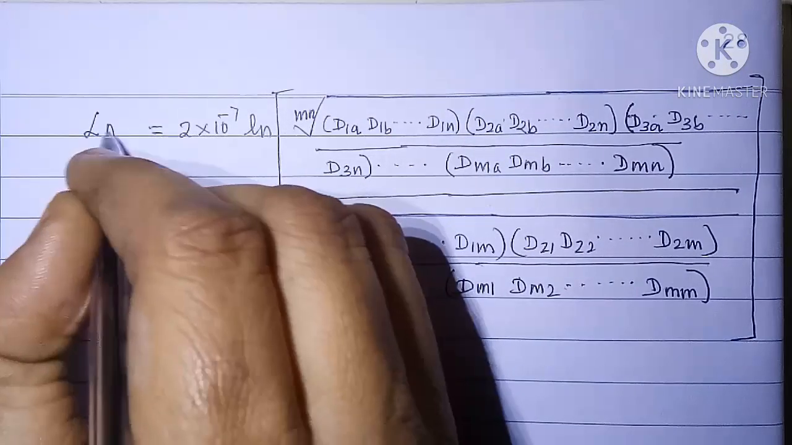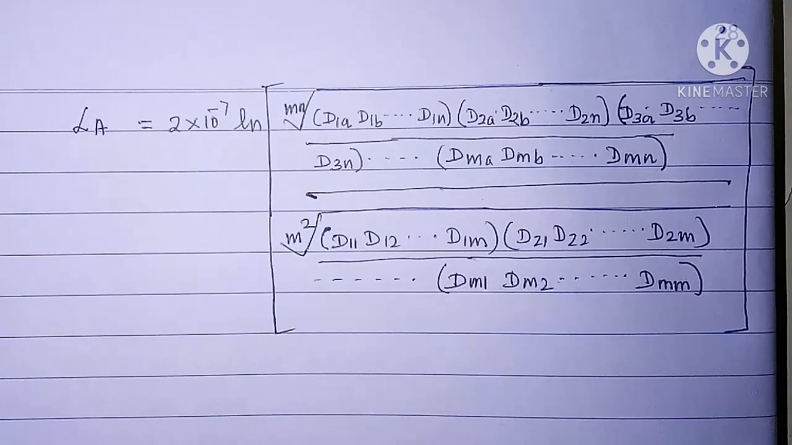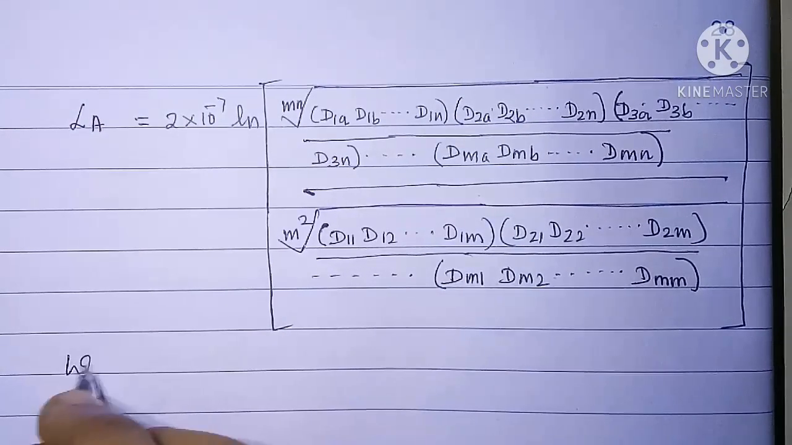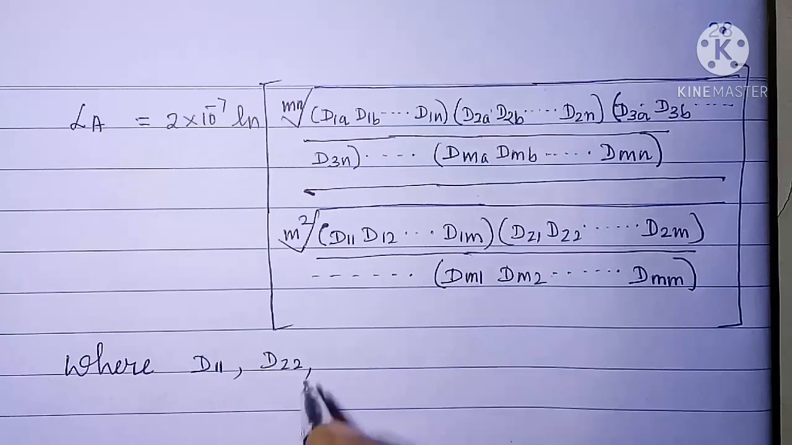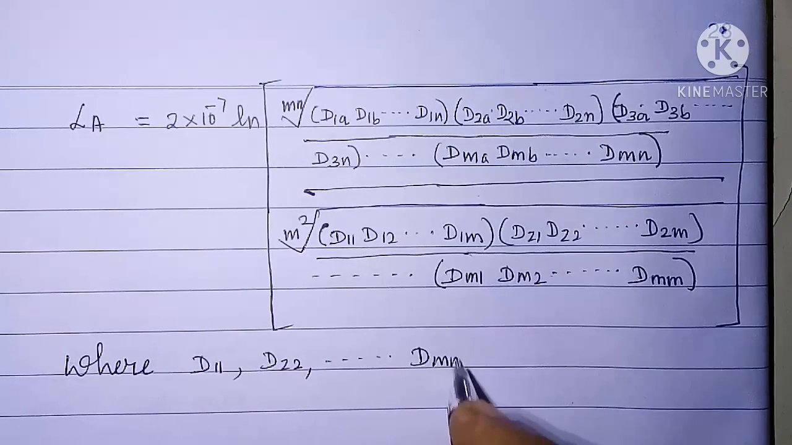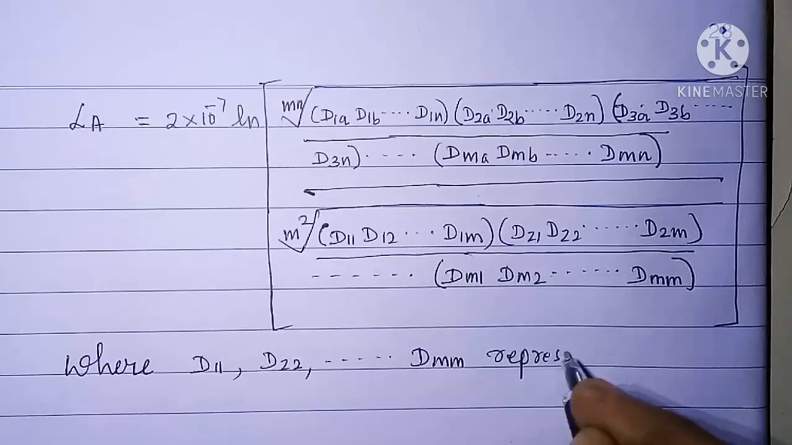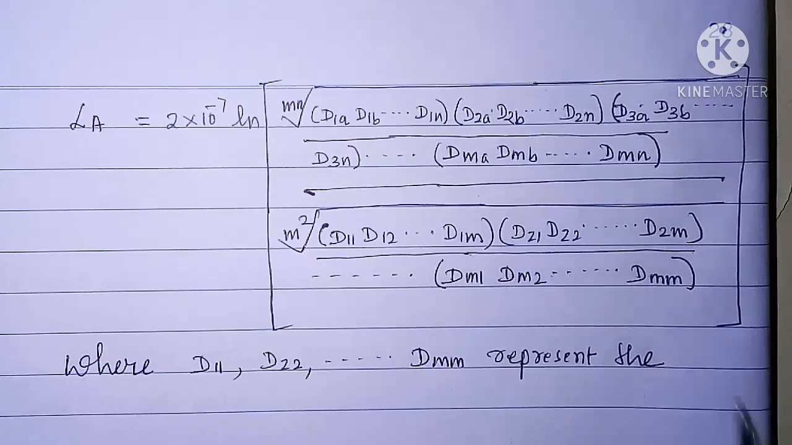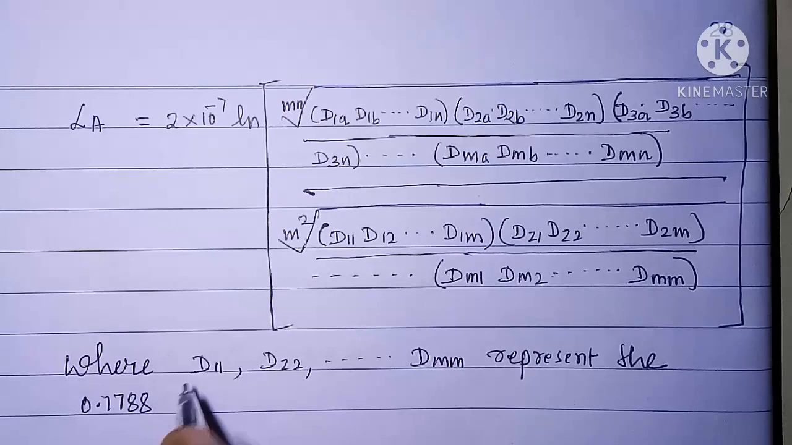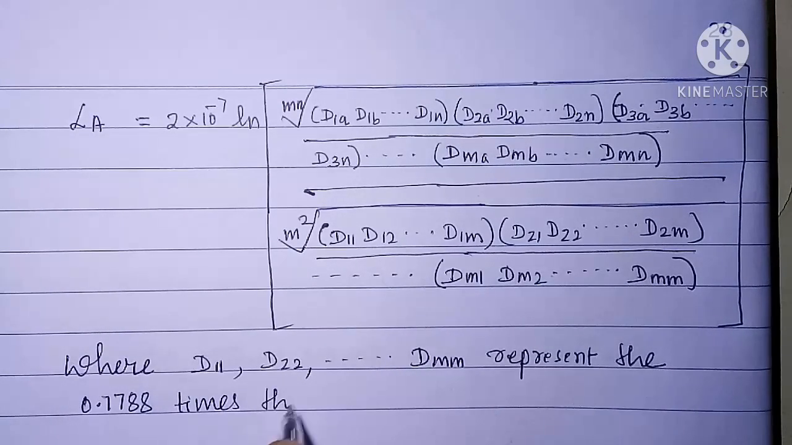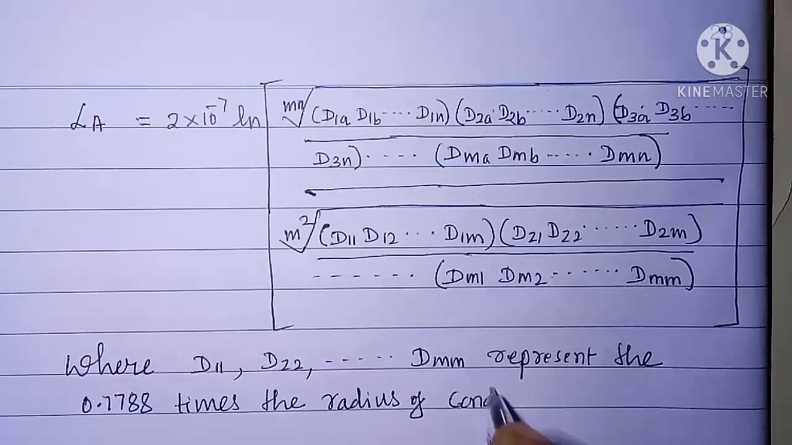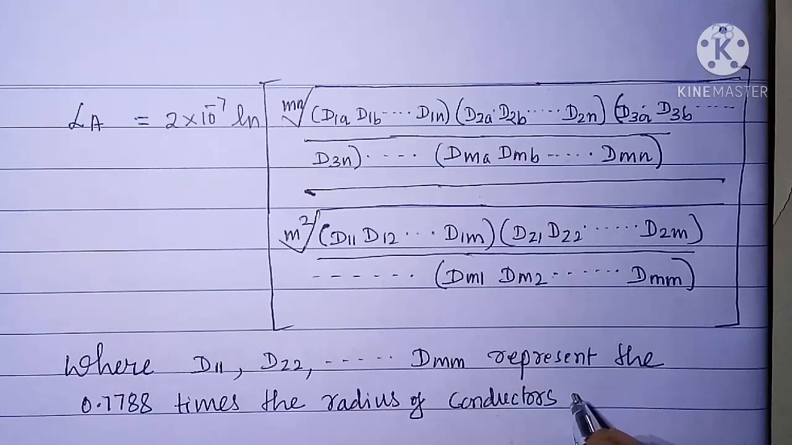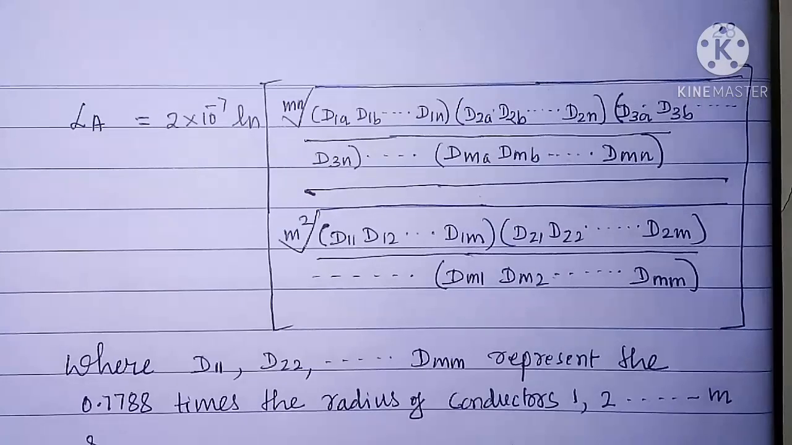This is now the inductance of wire A, where d11, d22 up to dmm represent 0.7788 times the radius of conductors 1, 2, up to m respectively.